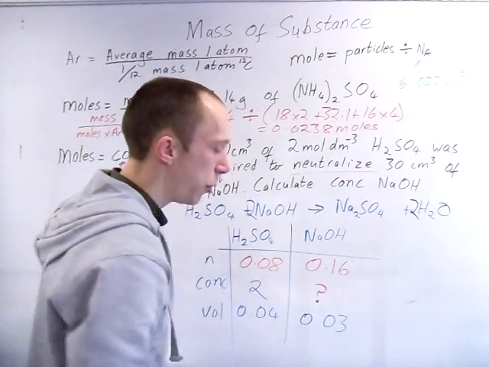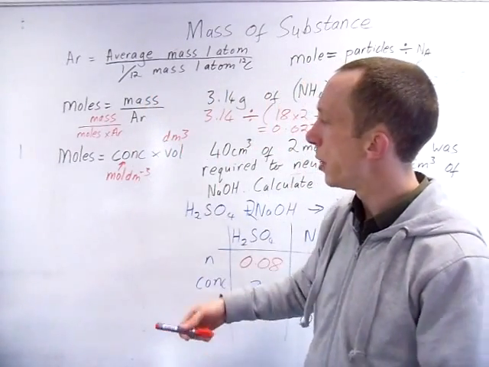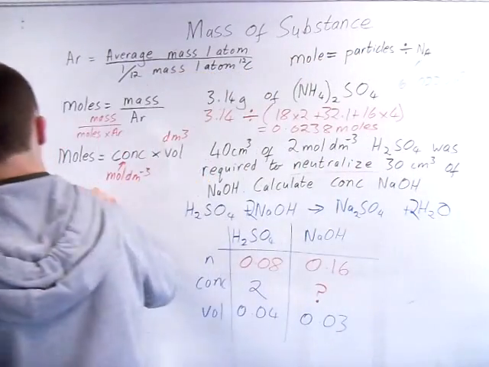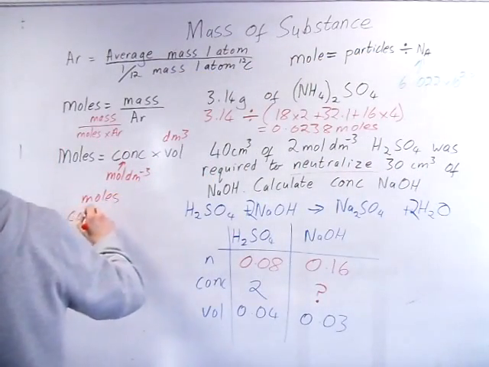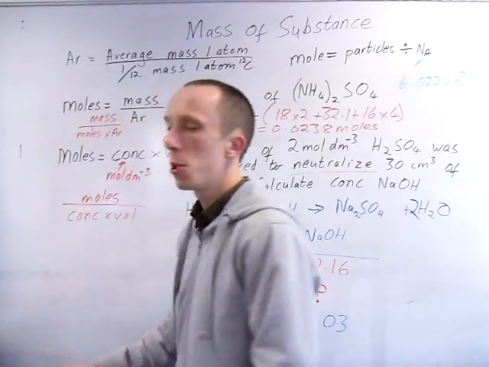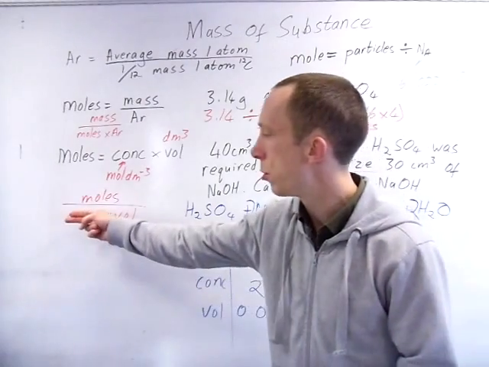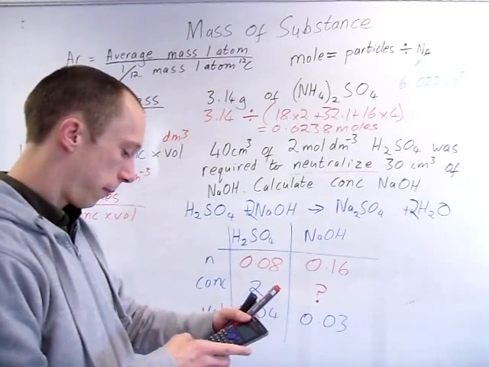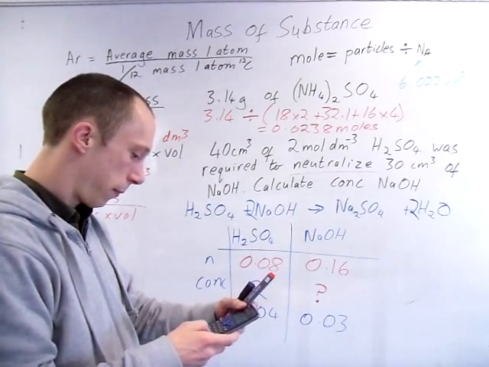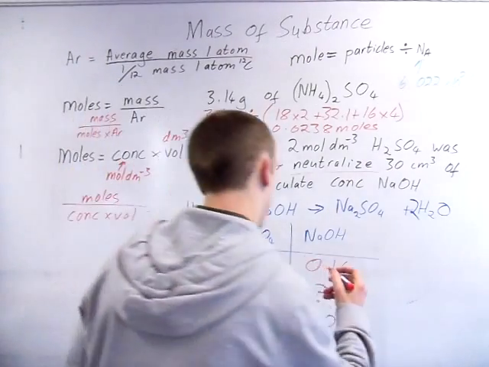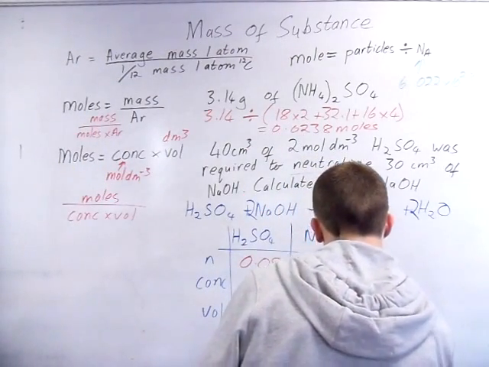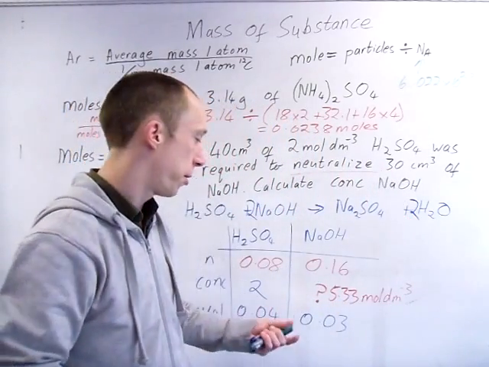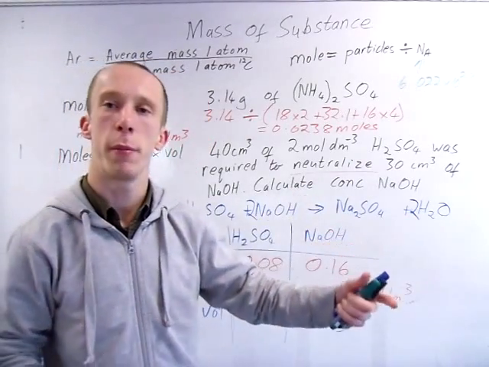So now I know the moles and I know the volume. So I'm going to rearrange this equation. I'm going to do moles divided by volume. Again, if needs be, you can have a little baby triangle like that. So whichever one you want to work out, I want to work out concentration, so I do moles divided by volume. So 5.33 moles per decimetre cubed to 3 significant figures. So there's your concentration of sodium hydroxide.